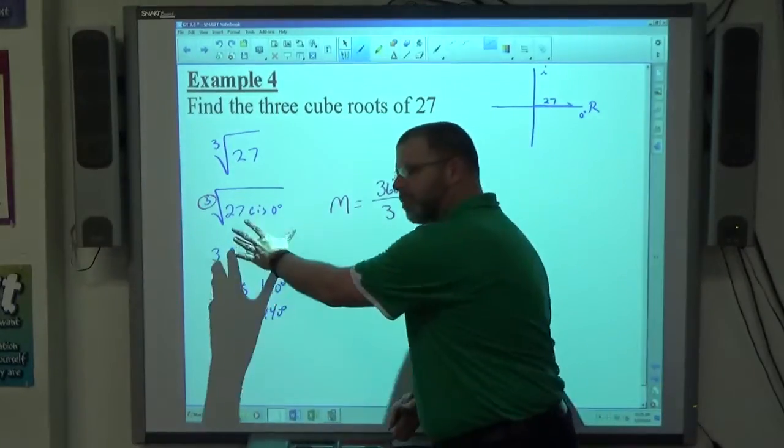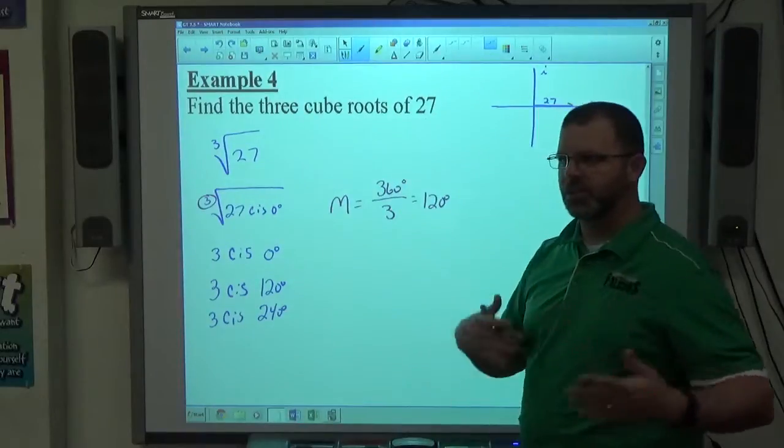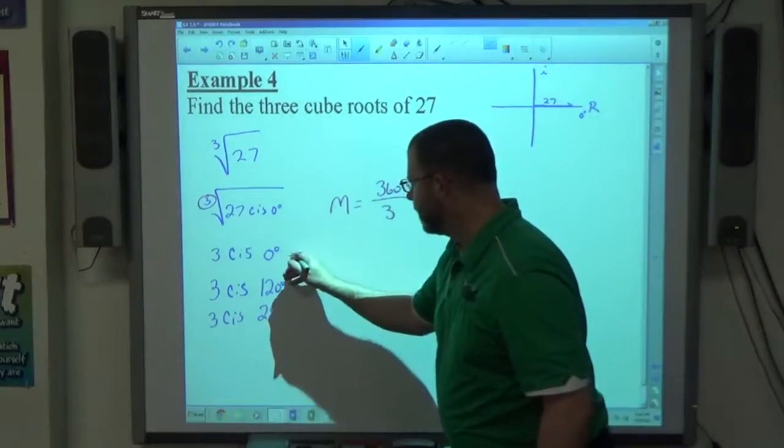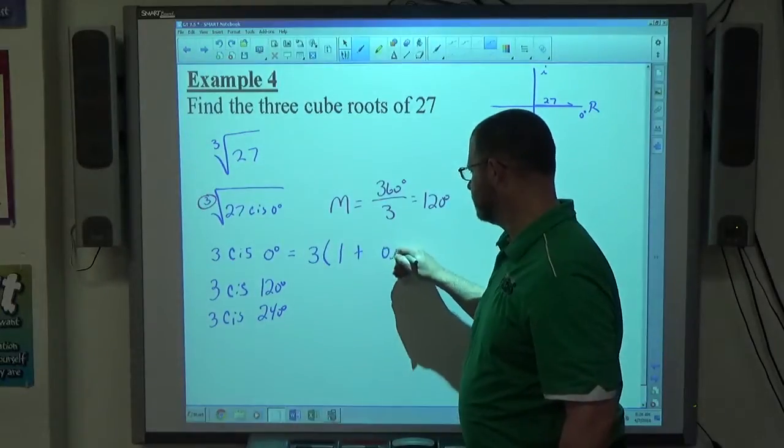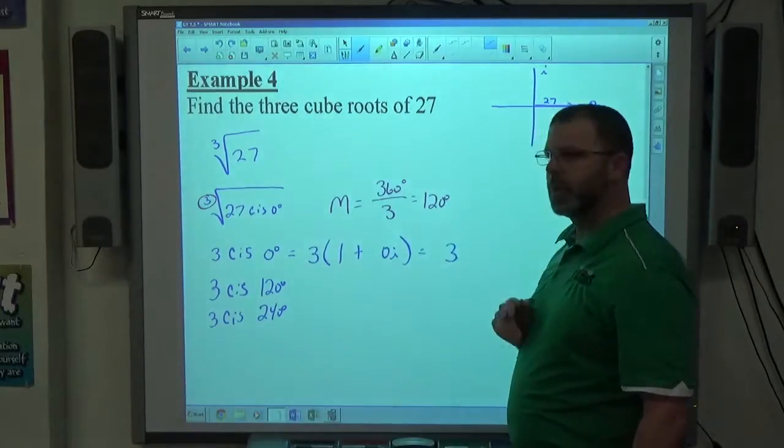Right? So again, there's my trig form of my answers, and again, just so we can see the standard form part. Cosine of 0 is 1, sine of 0 is 0. That makes the 3 we're expecting, right?